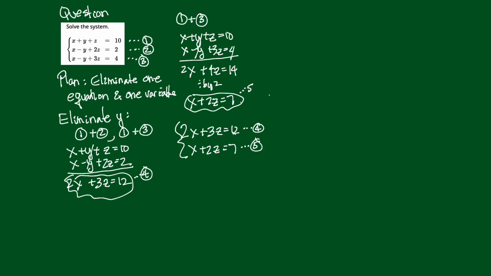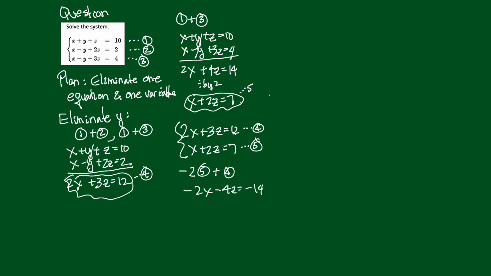So my plan is I'm going to eliminate x. Here's how I'm going to do this. I have a 2 up here. I would like a negative 2 down here. So I'm going to multiply equation 5 by negative 2. Negative 2 times equation 5, and I'm going to add that to equation 4. Here's what it looks like. Pass a negative 2 through here, so multiply everything by negative 2. I will get negative 2x minus 4z equals negative 14.